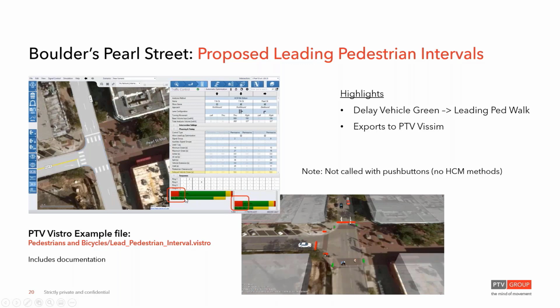Now, note that this delay vehicle green is always going to be called. It's not actuated. So just keep that in mind. If you have a push button at your location and you want to use this, it's going to call that leading pedestrian interval every time. So that's just something to be aware of. Currently, there's not an HCM method for that. So that's the best we could do right now.